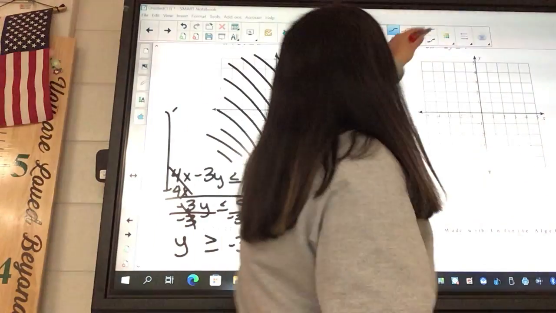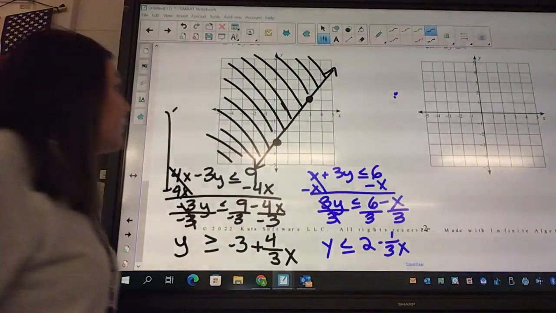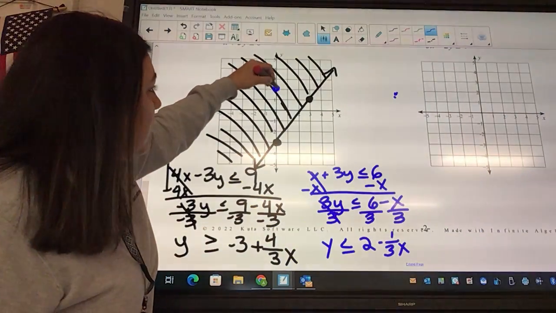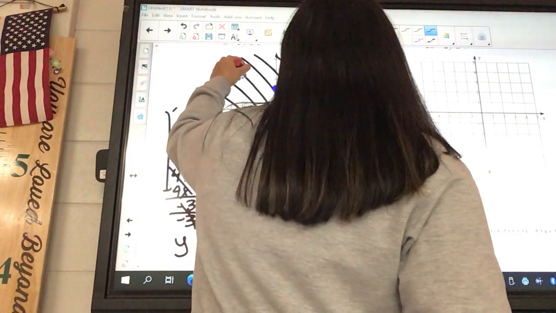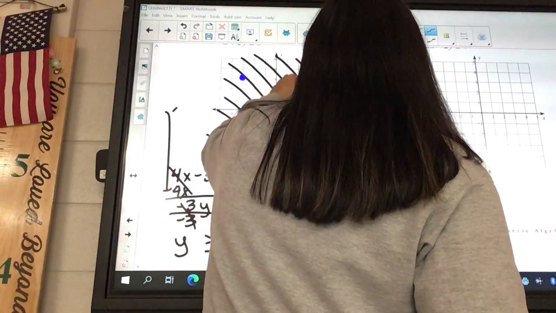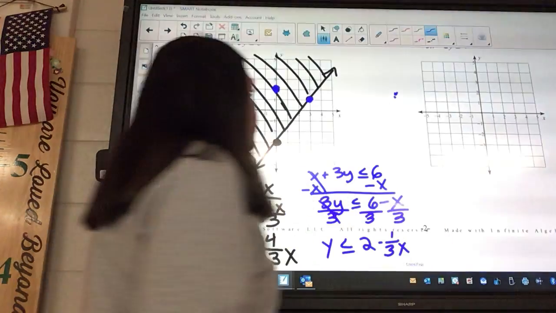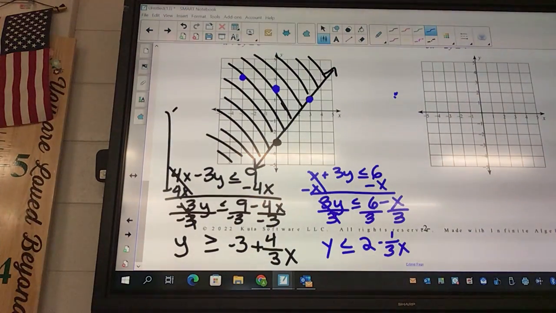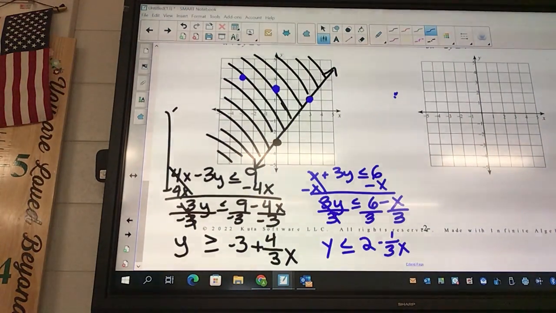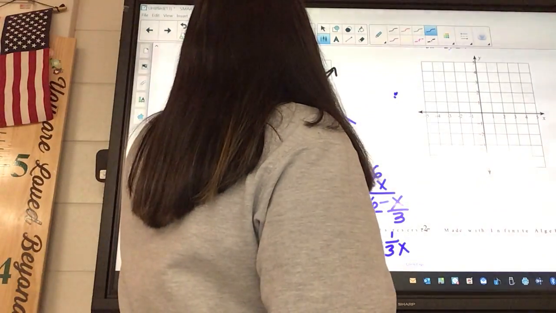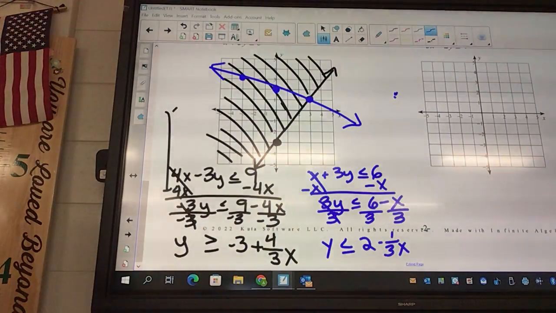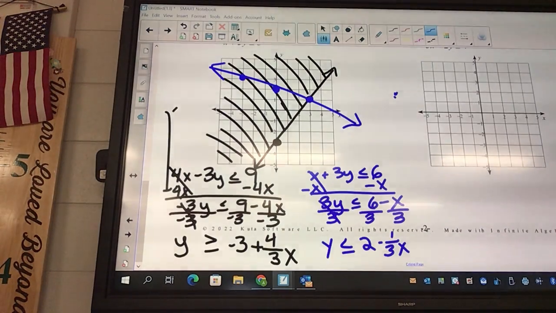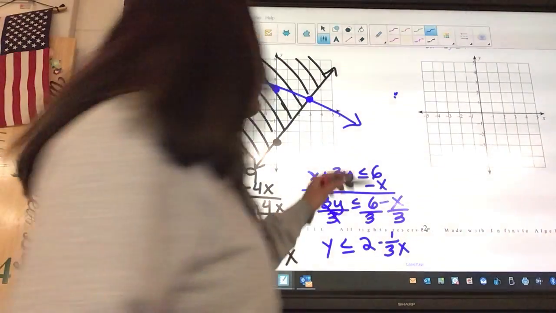The blue line starts out at what? 2. And my slope is negative 1/3, so we're going to go up 1 over 3, or you can go down 1 over 3. Okay, that one should also be a solid line. Do we shade above or below? Below.